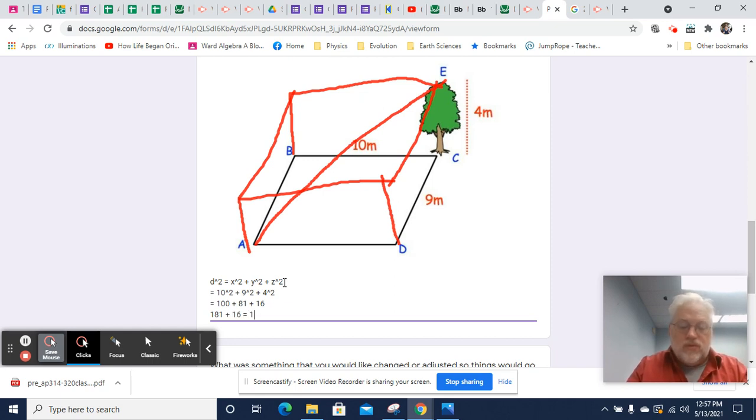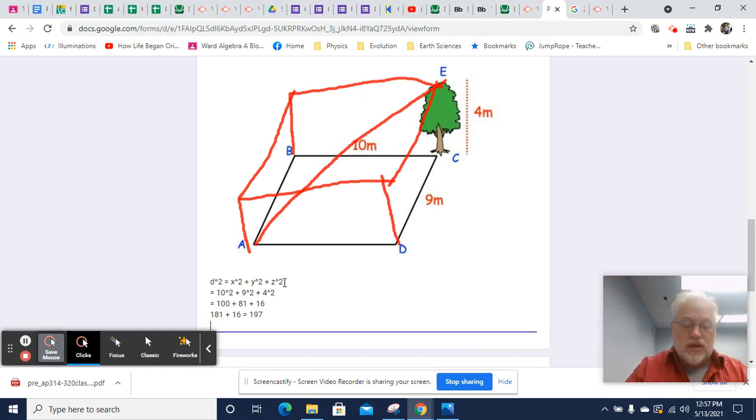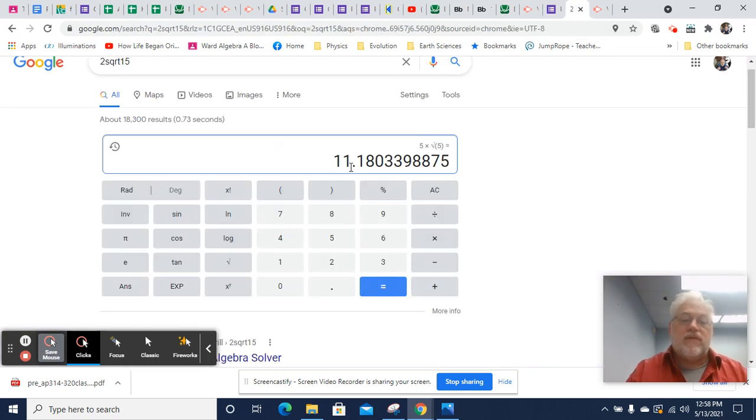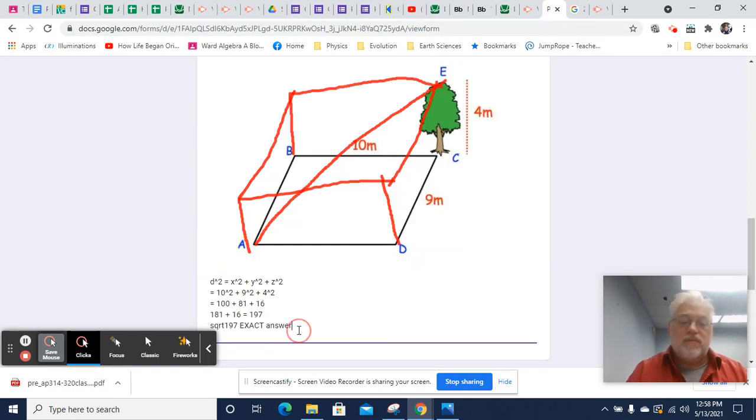16, which equals 197, which is actually very close to a perfect square. 196 is 14 squared. So we're going to get the square root of 197, which happens to be prime. If you want to look it up, you can. But that's the exact answer. Okay, and we can get the square root of 197. It's going to be just a hair over 14. So you could actually round that to 14 and be good.